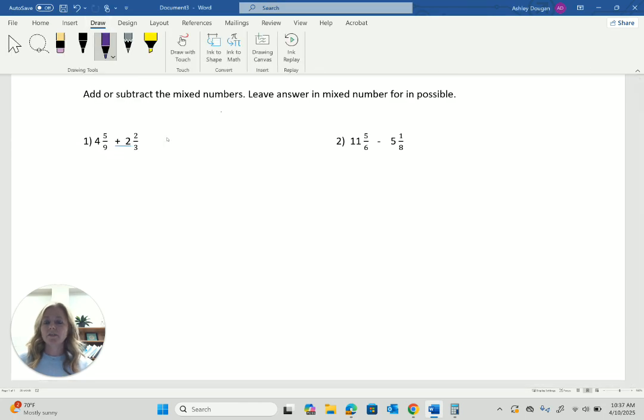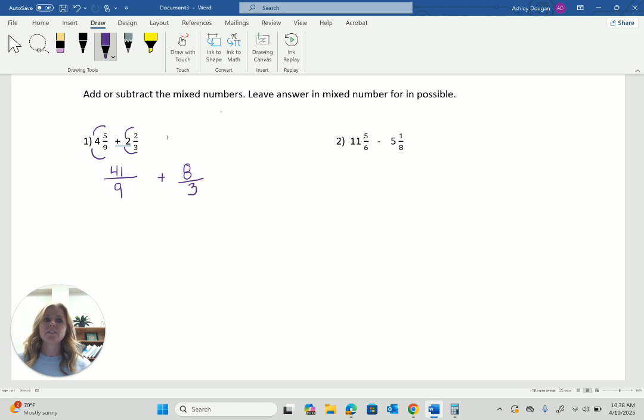When we're changing a mixed number to an improper fraction, we're going to multiply the denominator and the whole number and then add the numerator. We would say 9 times 4 plus 5, and that's going to give us 41. And then we keep the denominator the same, which would be 9. We would do the same thing with the second fraction. 3 times 2 plus 2. That would give us 8, and we keep the denominator the same and get 3.